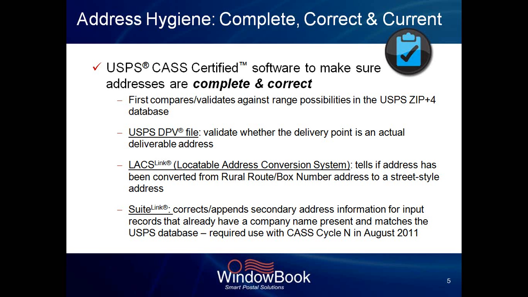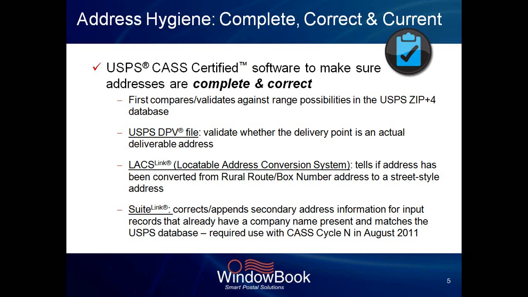It's also going to bump against the LACSLink file. LACSLink originates from something back in the early 80s called the Locatable Address Conversion System. And this just tells if an address has been converted from a rural route box number type address to a street style address. For instance, rural route 4, box 10 converts to 789 Elm Street.